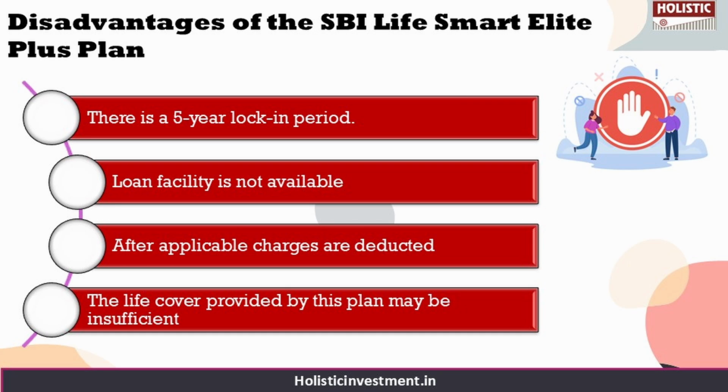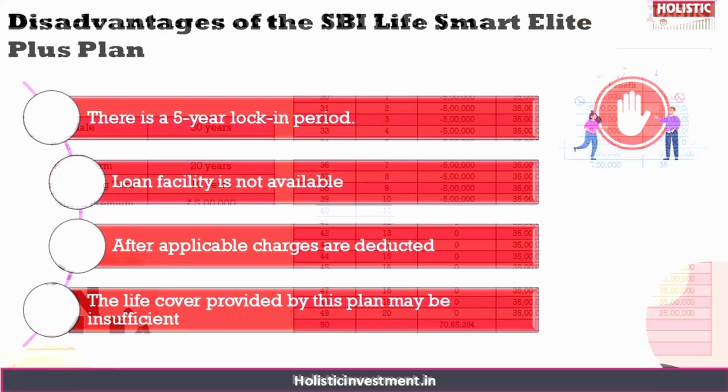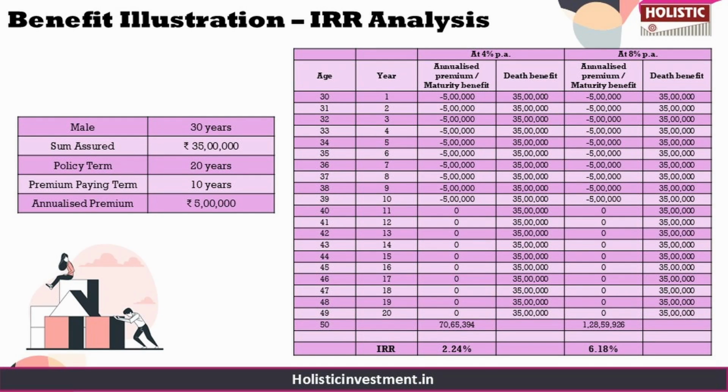Now, as we have a basic understanding about this policy, let us move on to the analysis part of the video. So here what we are going to do is calculate the internal rate of return based on the benefit illustration provided in the policy brochure. For calculation purposes, let us assume that a 30-year-old male has invested in this policy with a sum assured of 35 lakh. The policy term is 20 years and the premium payment term is 10 years with an annual premium of 5 lakhs. At the end of the policy term, the accumulated fund value is payable.